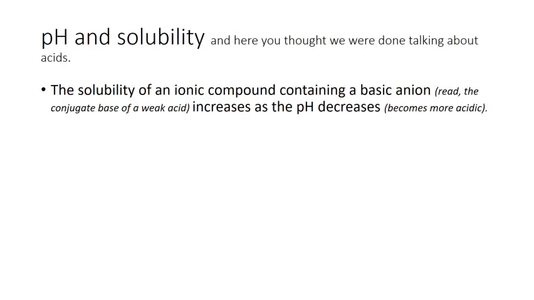Okay, pH and solubility. So the solubility of an ionic compound containing a basic anion, so that's the conjugate base of a weak acid, increases as the pH decreases, right? So ionic substances that contain basic anions increase in solubility as the pH decreases. So as something becomes more acidic, it can dissolve more of an ionic compound containing a basic ion, right?